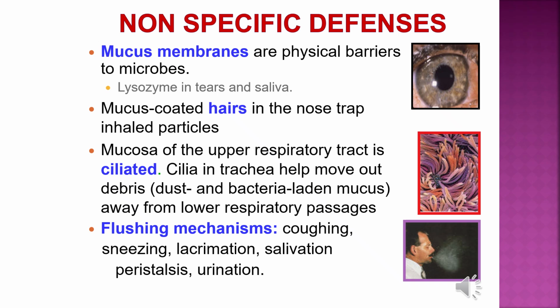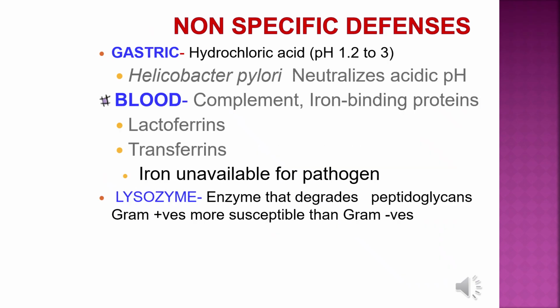Then gastric hydrochloric acid neutralizes microbes, though Helicobacter pylori neutralizes the acidic environment. That is why H. pylori grows in the stomach. Then blood complements and iron binding proteins like lactoferrin and transferrin all inhibit growth of microorganisms. Lysozyme is an enzyme that degrades peptidoglycans. So gram positive bacteria are more susceptible than gram negative bacteria.